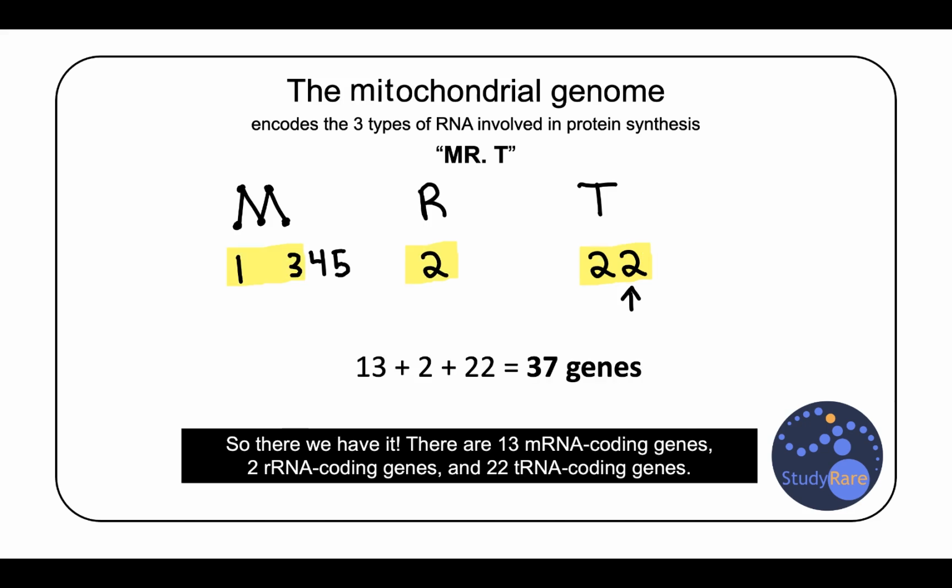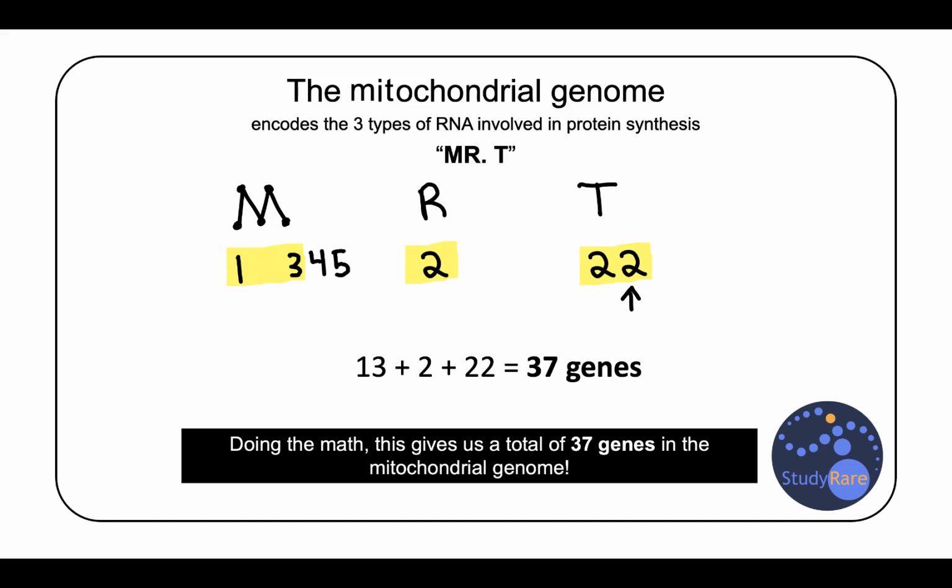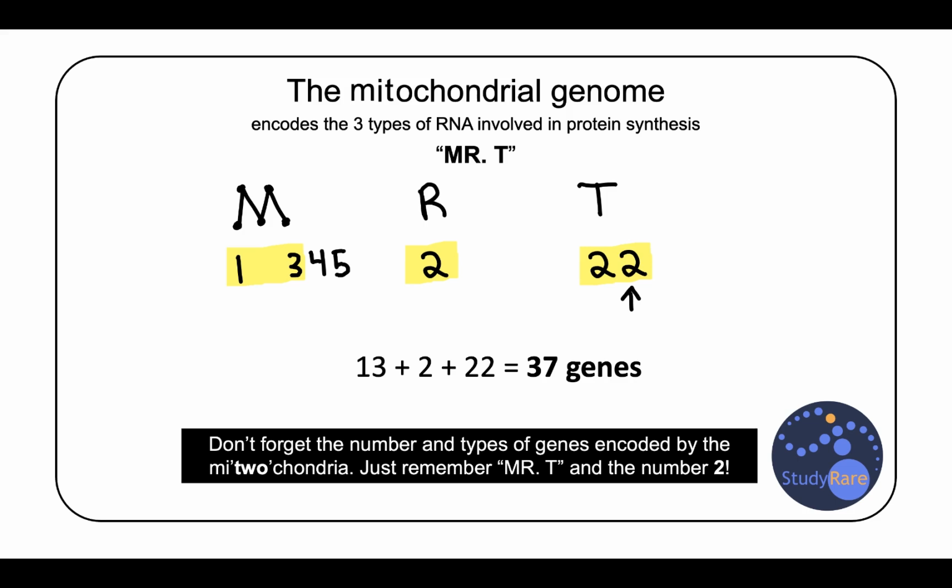So there we have it. There are 13 mRNA coding genes, 2 rRNA coding genes, and 22 tRNA coding genes. Doing the math, this gives us a total of 37 genes in the mitochondrial genome. Don't forget the number and types of genes encoded by the mitochondria. Just remember Mr. T and the number 2.